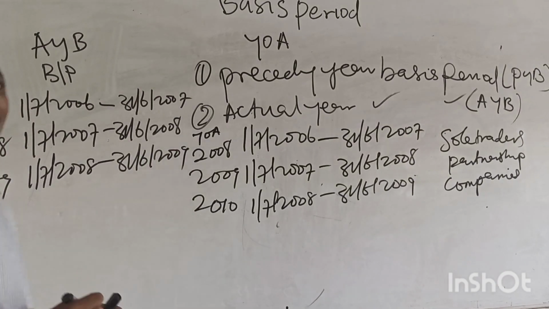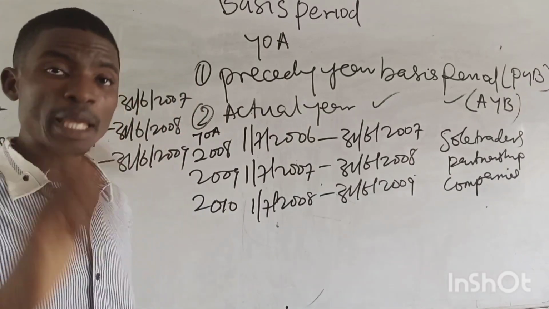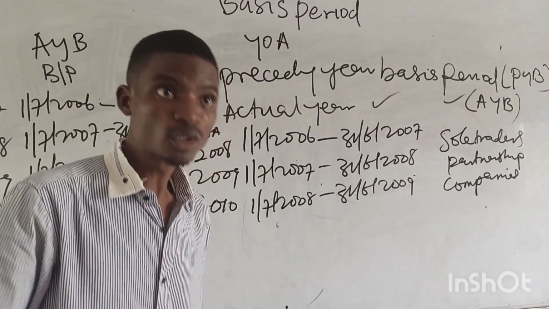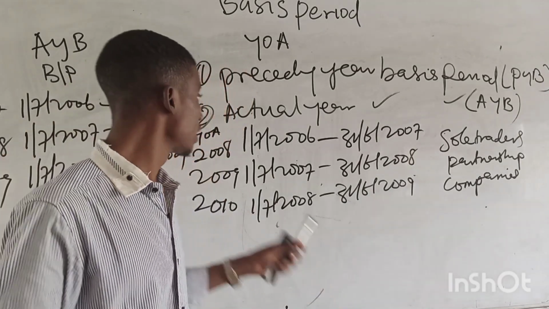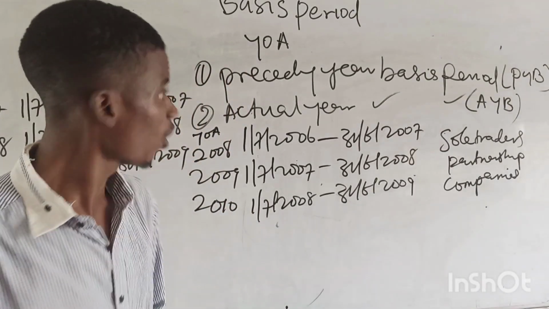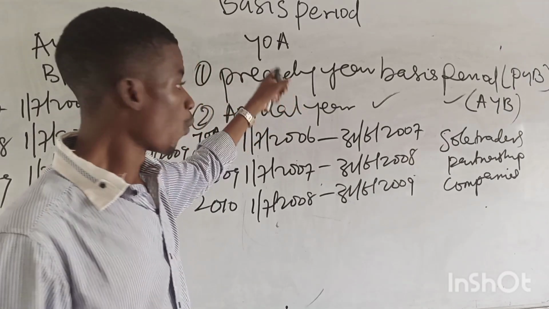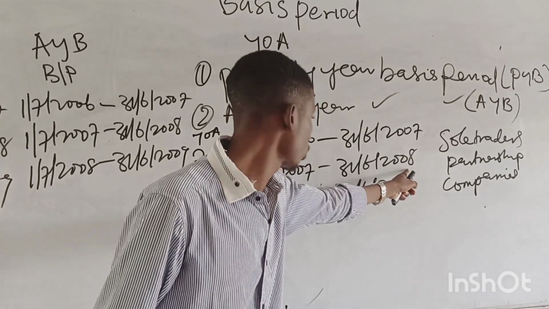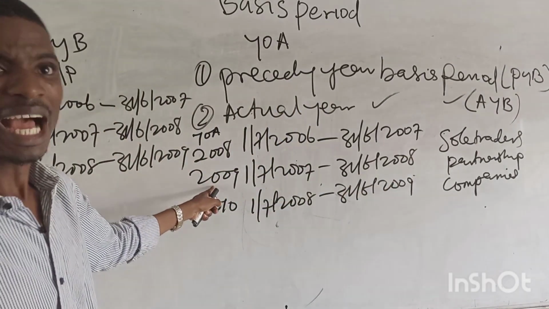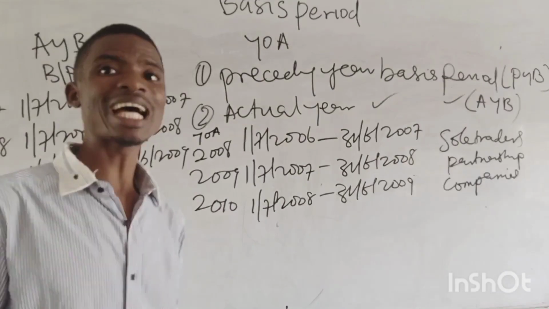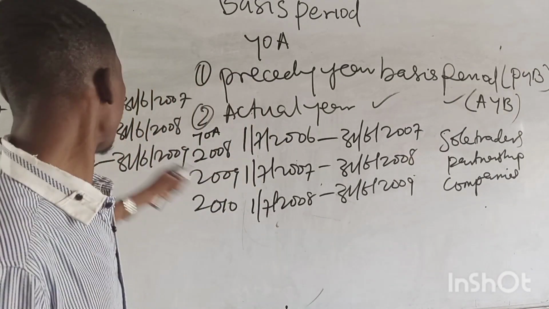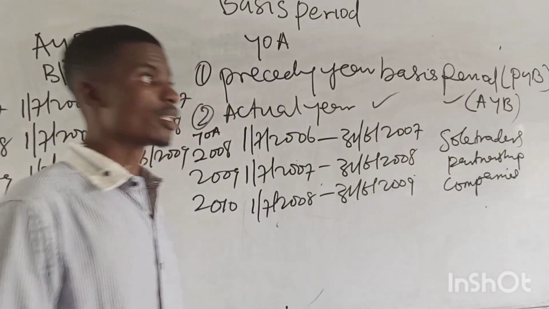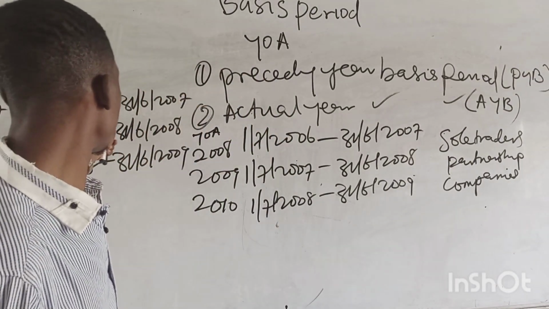So, under actual year basis, the year that the business will make up its account will be the same as the government tax year. It will be the same as the year of assessment, unlike the preceding year basis, whereby the year that the business makes up its account or closes the account will be different from the year of assessment. Most businesses that are taxed using actual year basis, when I'm talking about taxation of employees, are usually computed using actual year basis.